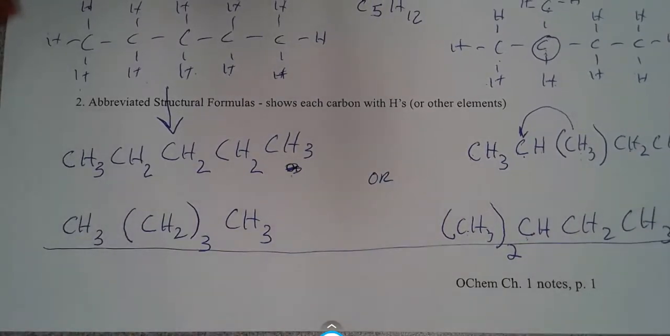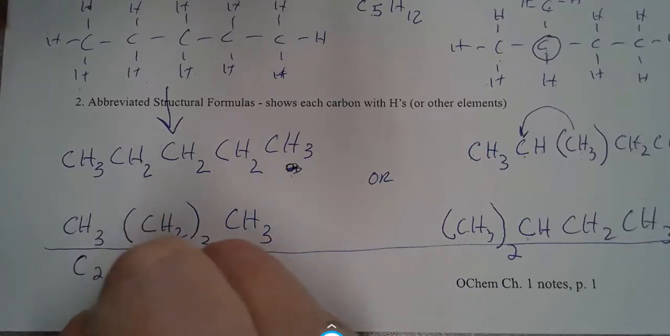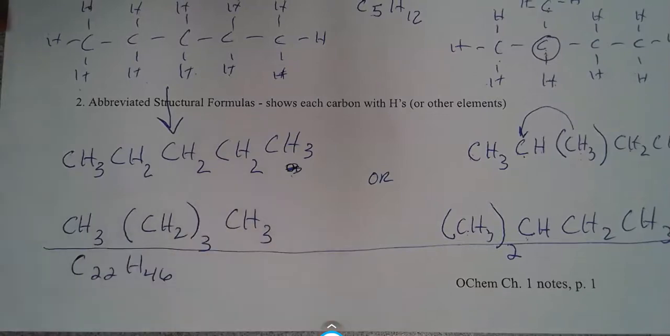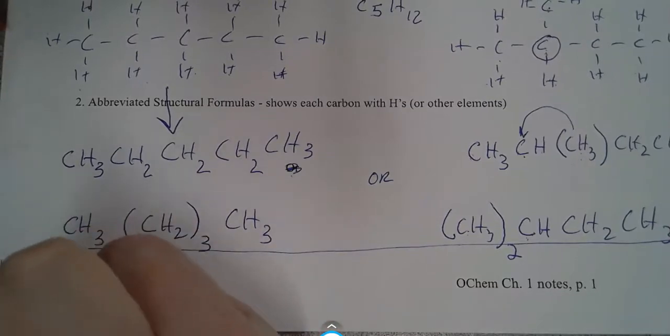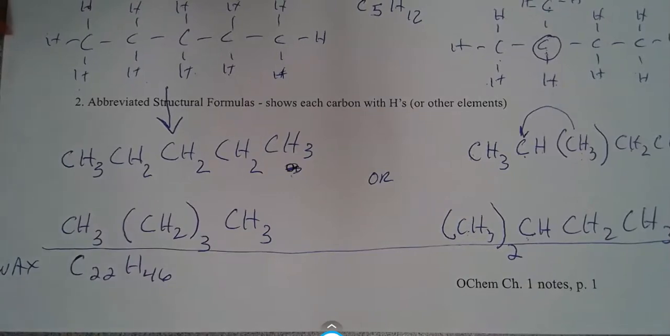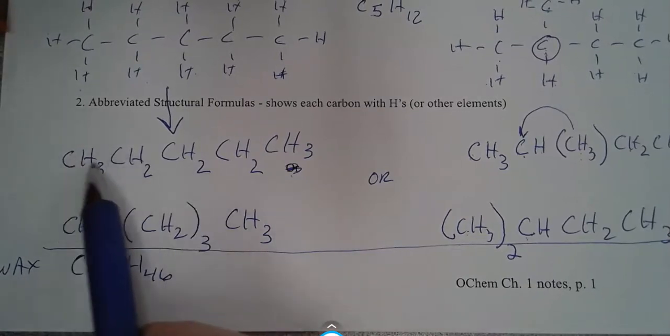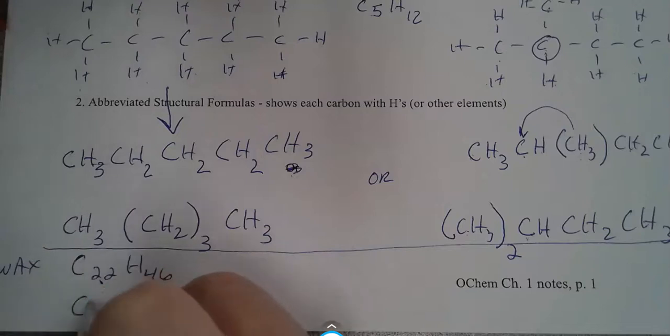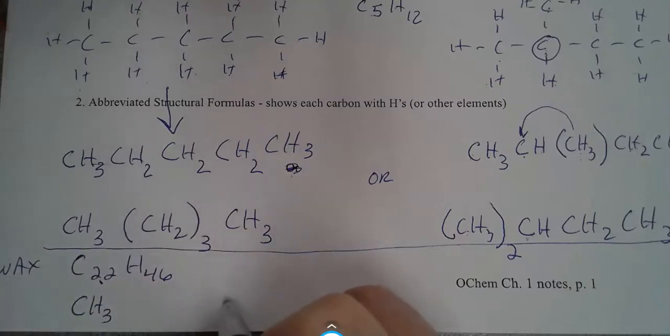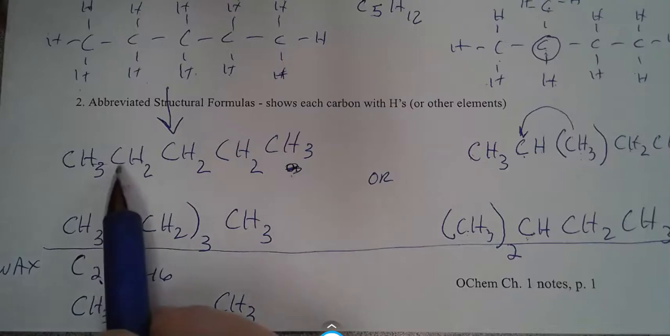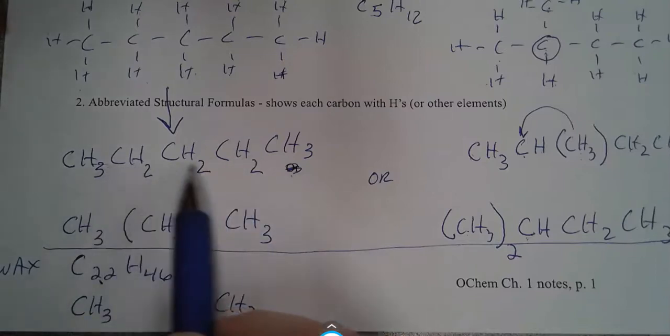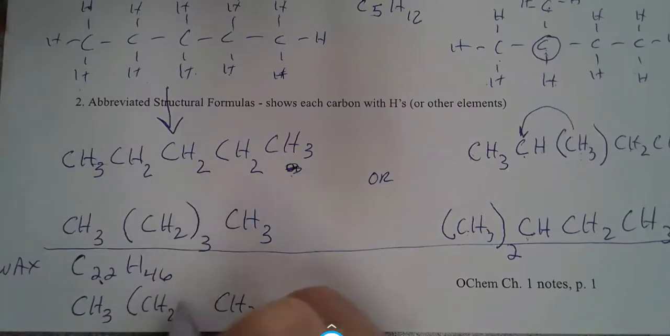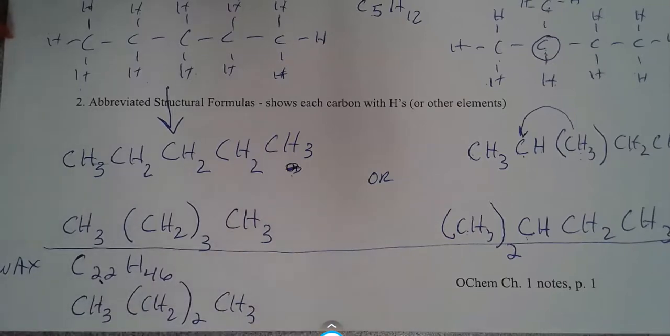Why is this abbreviated structural formula so handy? Well, how about this? That's wax, by the way. All right, so that's wax. And can you imagine doing this 22 times? That's a lot of writing, isn't it? So what could I do? I could do the CH3. I'll do the CH3. And here I'm going to have 20 CH2s. And isn't that a whole lot easier?